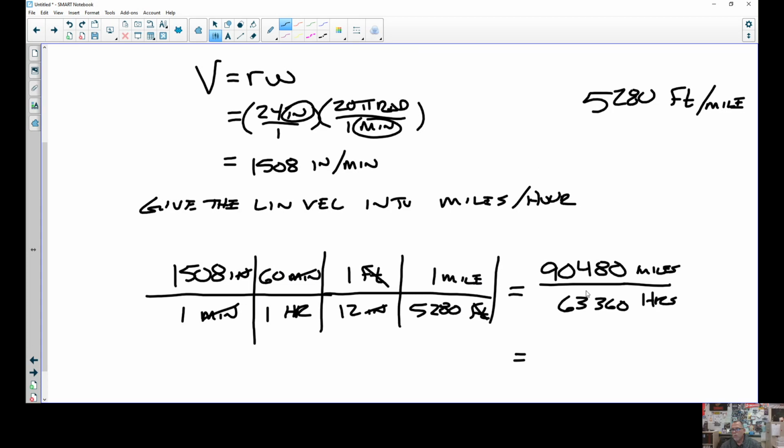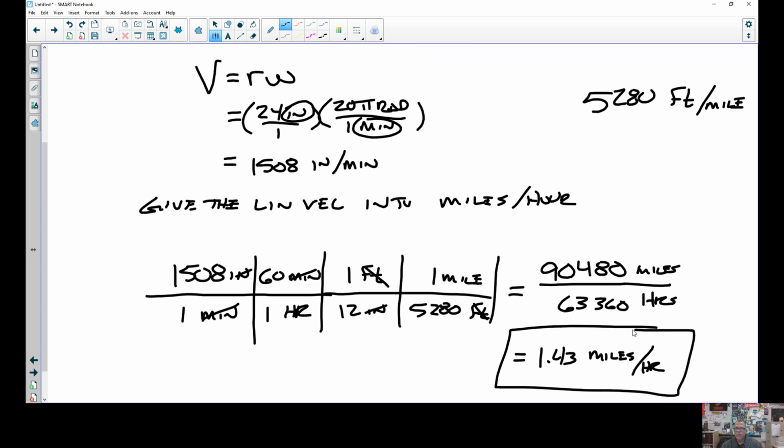So now we don't leave it that way. We divide these. 90,480 divided by 63,360 is 1.428. So 1.43 miles per hour. Not very fast. That's slower than walking. That's probably someone walking their bike, not riding it, right? So that's our miles per hour conversion.